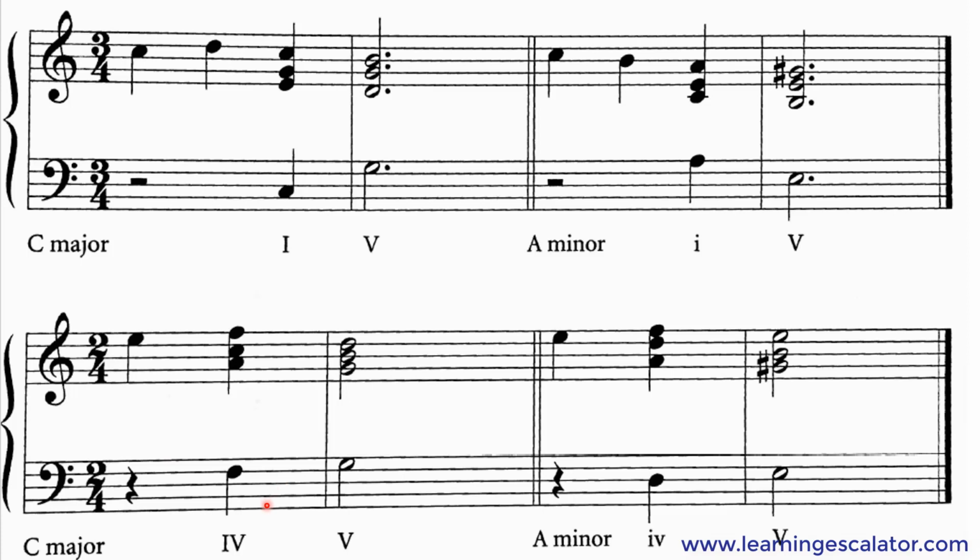Now this one is C major again, but it's subdominant to dominant, so the subdominant of C is F. Over here there's F in the bass clef, an F major chord, and then the dominant of C major is G, so there's G in the bass clef and the G major chord. Then for A minor, it's subdominant to dominant again, and the subdominant of A is D, so there's a D minor chord, and the dominant of A minor is E, so there's an E chord with a raised G sharp.